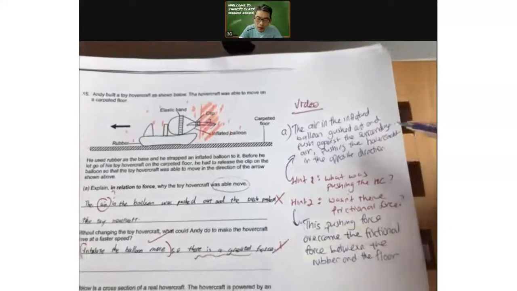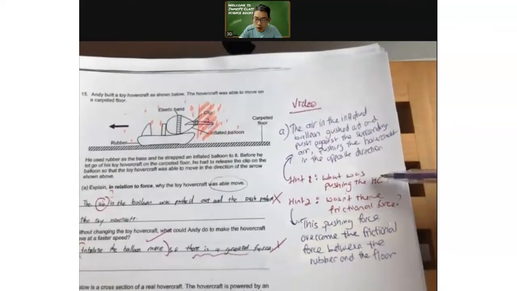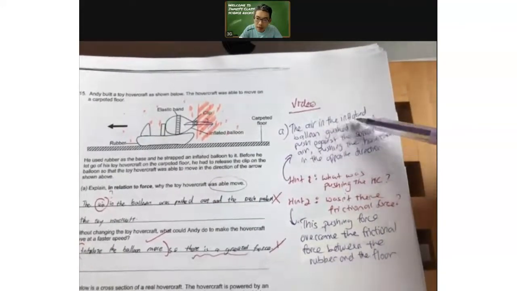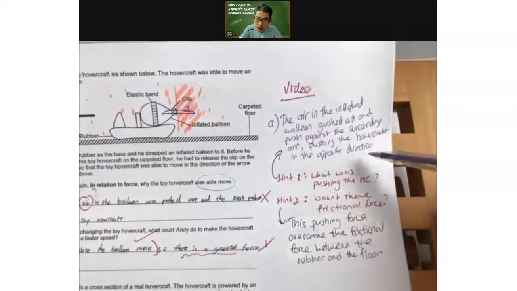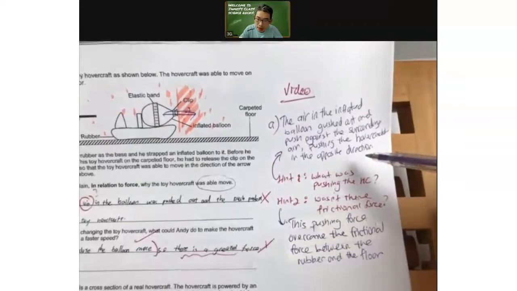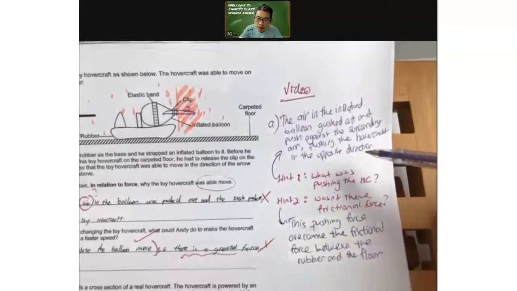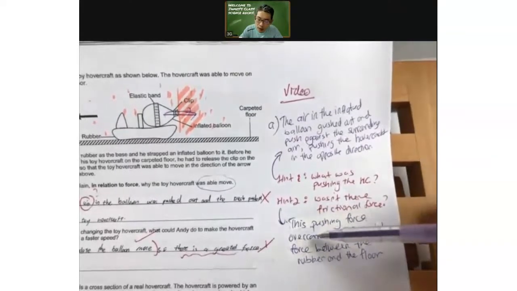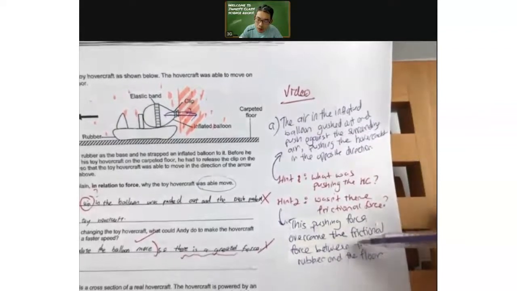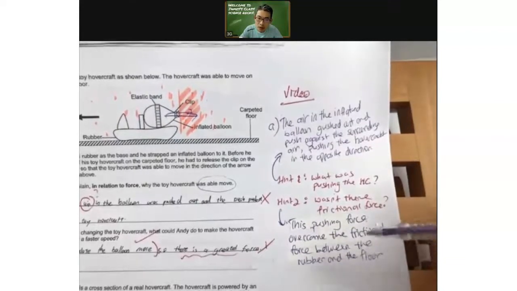You may pause the video. So I'll suggest this way of answering the first one. What was pushing the hovercraft? The air in the inflated balloon gushed out and pushed against the surrounding air. So that pushed the hovercraft in the opposite direction. That's the first thing. And in order for it to move, this pushing force has to be greater than the frictional force.